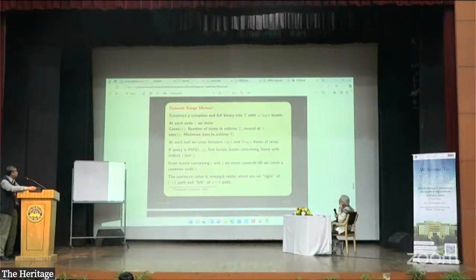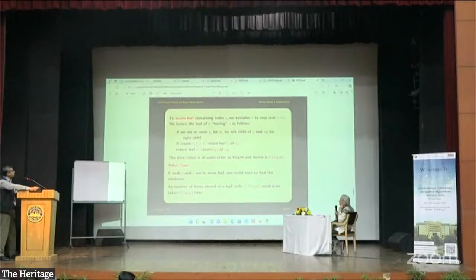Let me go to the next slide. To locate the leaf containing index i, we start from the root with a counter c set to i. We locate the leaf v having number c as, sorry, I think my time is up, so let me just.